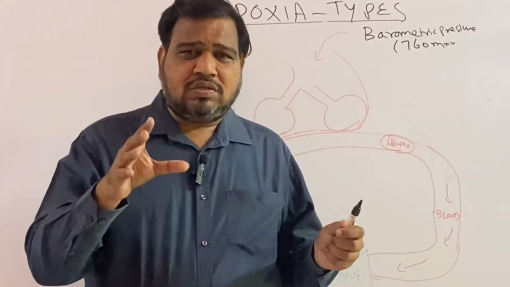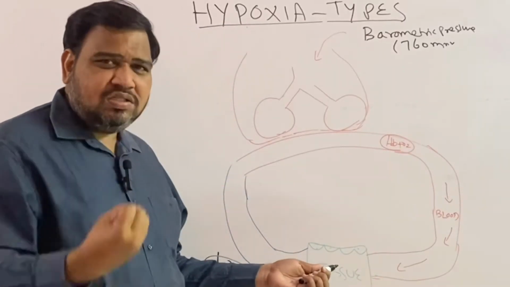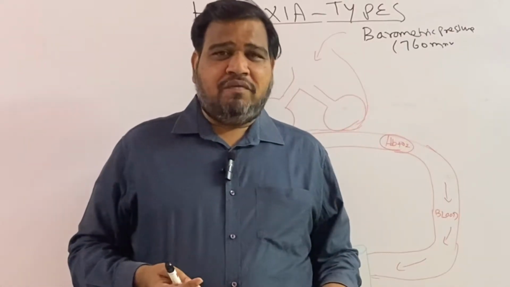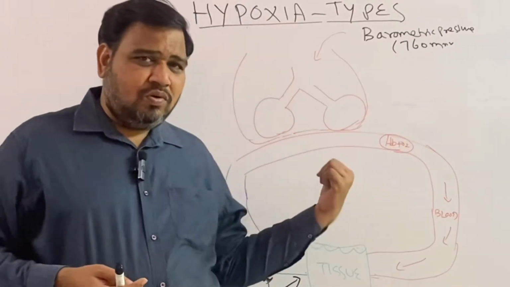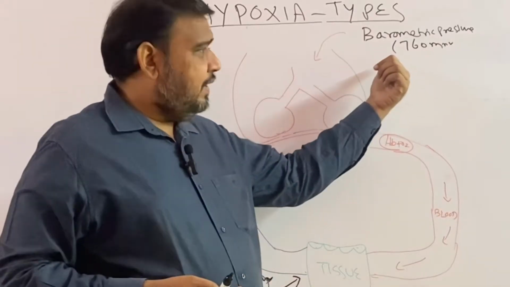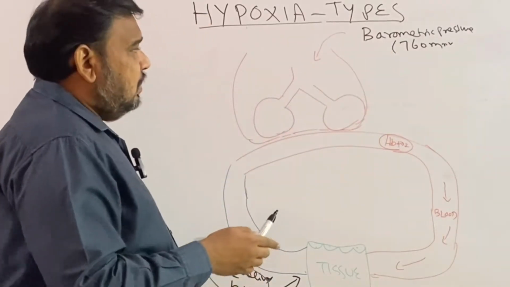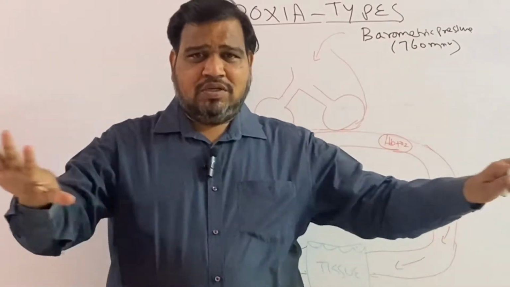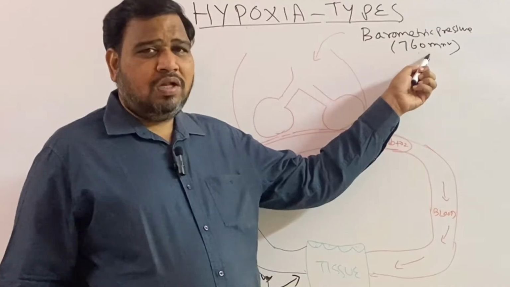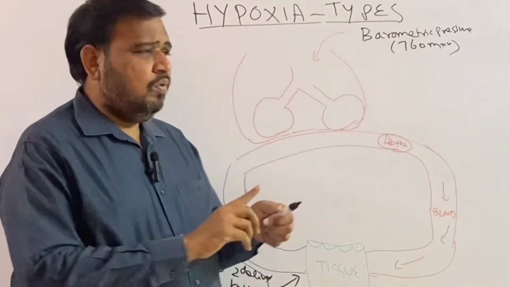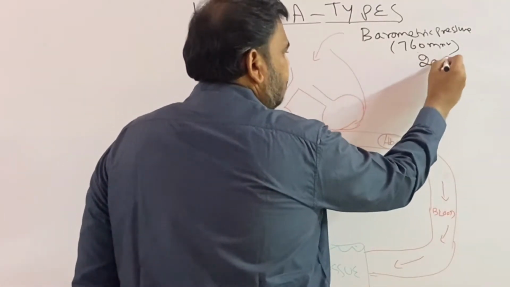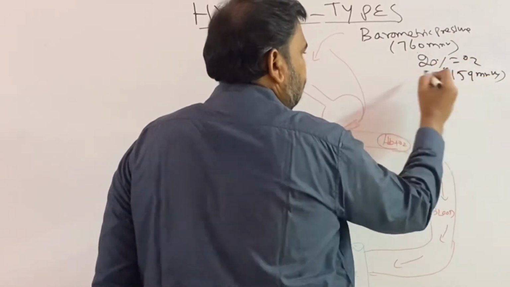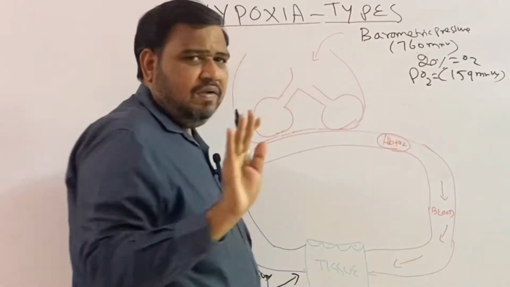Before going to the causes, what causes this decreased oxygen intake by tissues? Let us see. We have already put up a video on transport of oxygen, so if you watch that also, it will be useful to link this. Anyway, we will repeat a quick session. We all know the barometric pressure at sea level: the atmospheric pressure is 760 millimeter mercury, or 1 atmosphere. Out of the 760 millimeter mercury, 20% is oxygen, which comes to around 159 millimeter mercury. This is the partial pressure of oxygen at sea level.